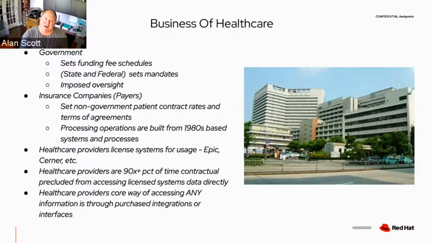So if you all think about government's role, then you think about what payers provide, right? Your insurance company. They set non-governmental contract rates in terms of agreements for those patients that aren't government focused, right? And government focused are your Medicare, and the states deal with Medicaid through funding. But they also do processing operations. And a key thing to know about processing operations in the payer side of healthcare is they are built and still run from 80s based systems and processes. So when we think about how we modernize industries and verticals, it's just important to understand that.